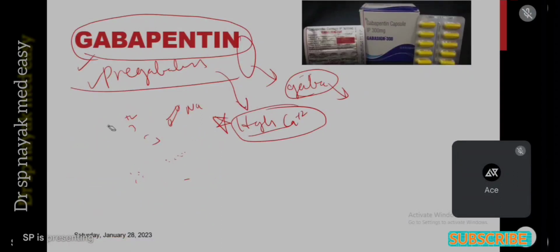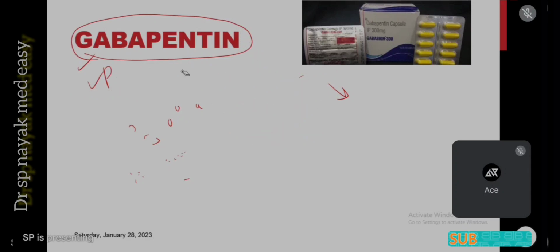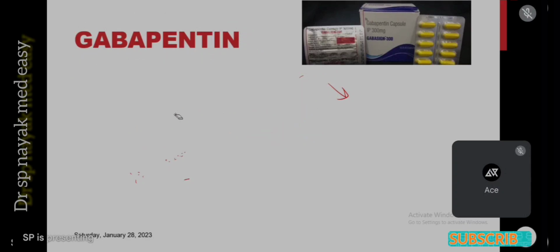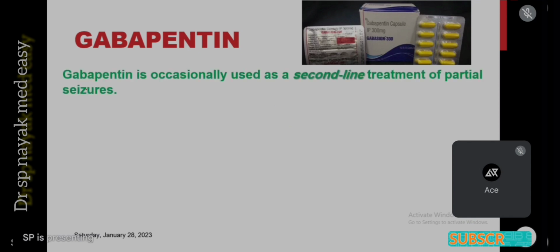That is done. Now about gabapentin, I would like to add some important points. Gabapentin is not only used in epilepsy and seizures, it is used in neuropathy. Just now I explained to you about neuropathy: diabetic neuropathy, peripheral neuropathy, neuropathy due to injuries, multiple sclerosis, and some autoimmune disorders. There are many conditions. So yes, gabapentin is occasionally used as second line treatment for partial seizures.